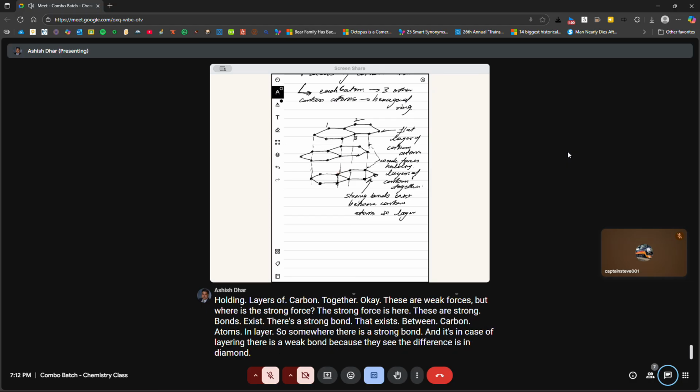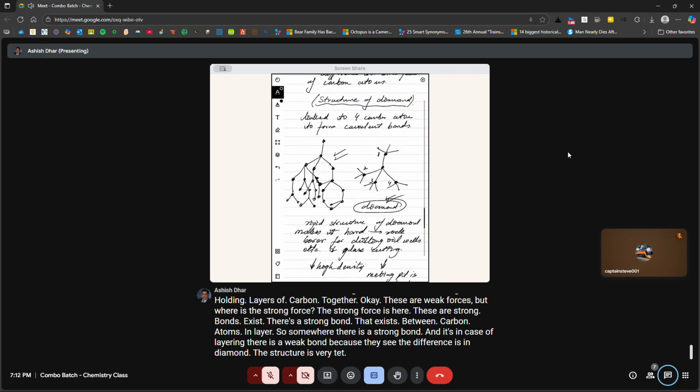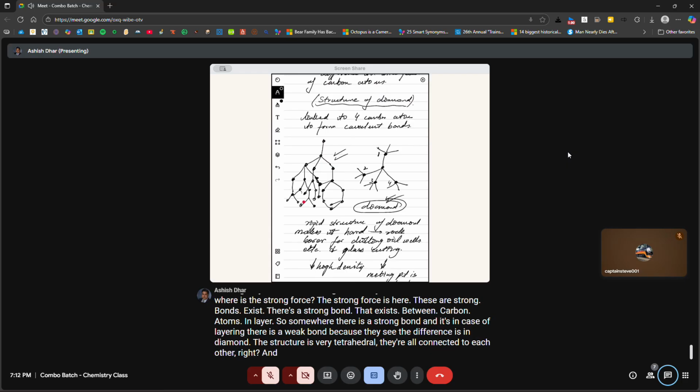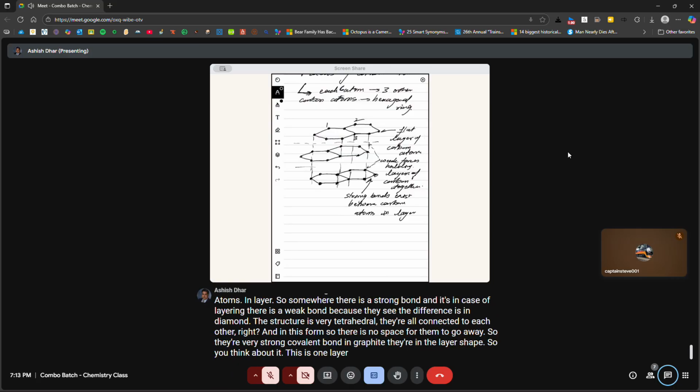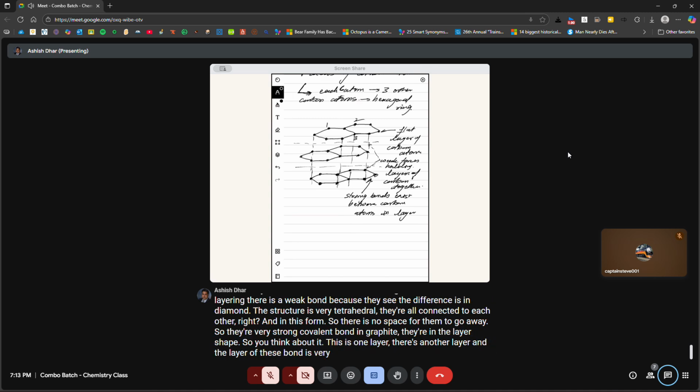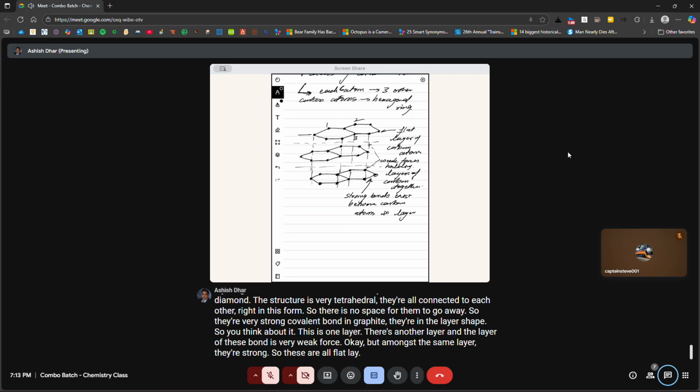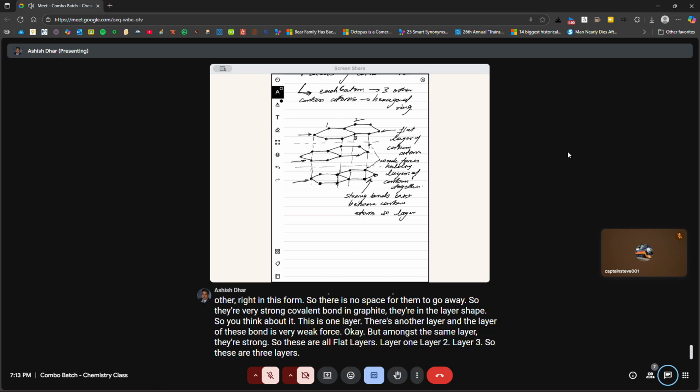see, the difference is in diamond, the structure is very tetrahedral. They're all connected to each other, right? In this form. So there's no space for them to go away. So they're very strong covalent bonds. In graphite, they are in the layer shape. So you think about it, this is one layer, there is another layer. And between the layers the bond is very weak force. But amongst the same layer, they are strong. So these are all flat layers, layer 1, layer 2, layer 3. So these are three layers and they have different strengths here.